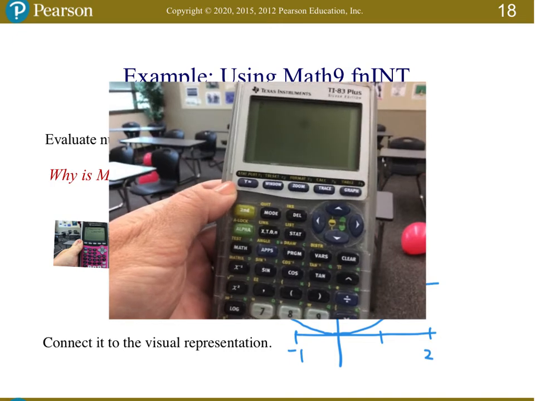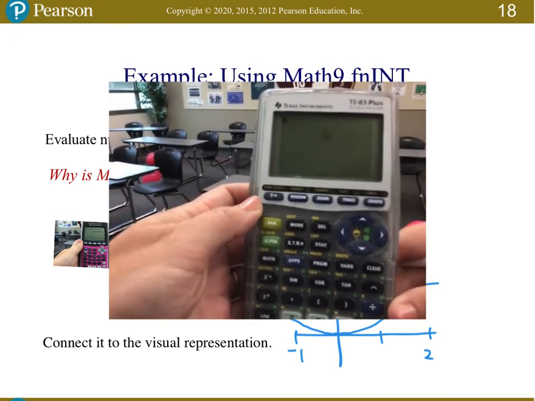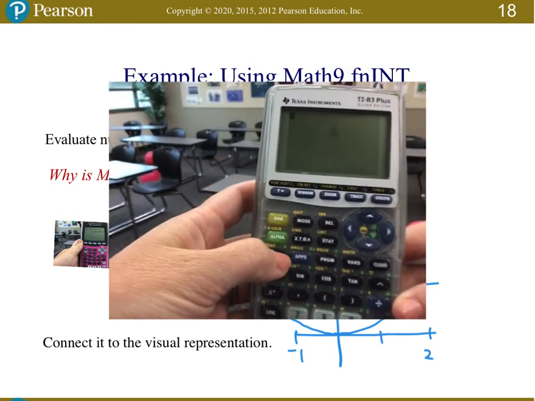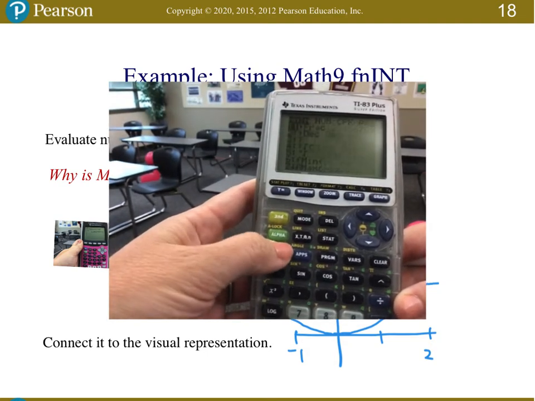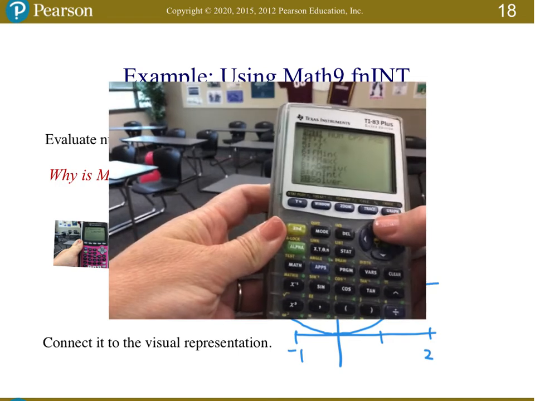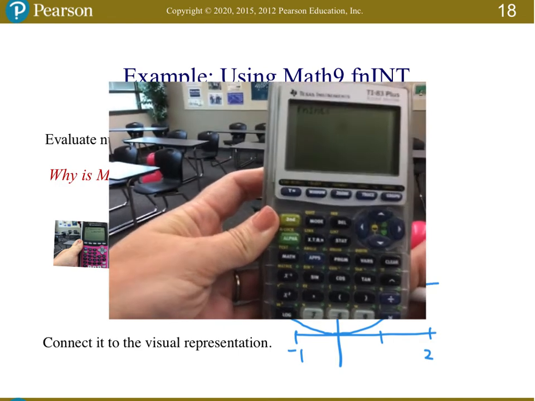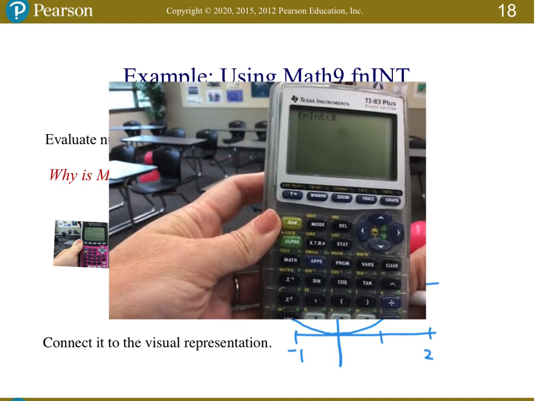All right, now I'm going to switch and show you how to do it with the older version of the calculator. So it's still on a home screen. Just make sure you're in radian mode. Okay, double check that. And then go to Math number 9 again. And then you're going to have words that say FNINT.